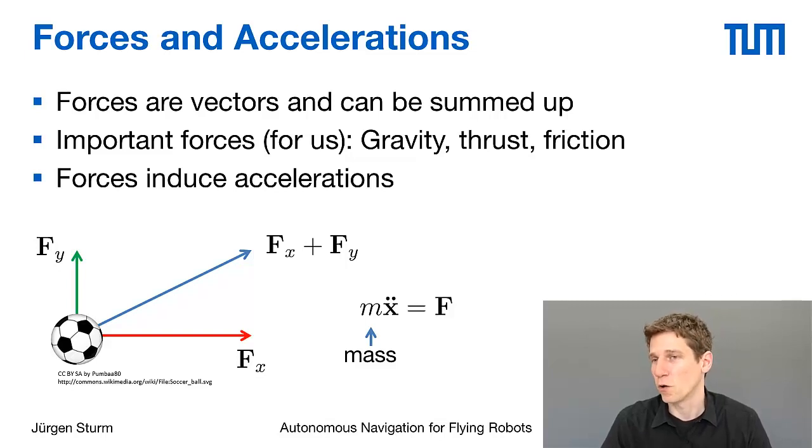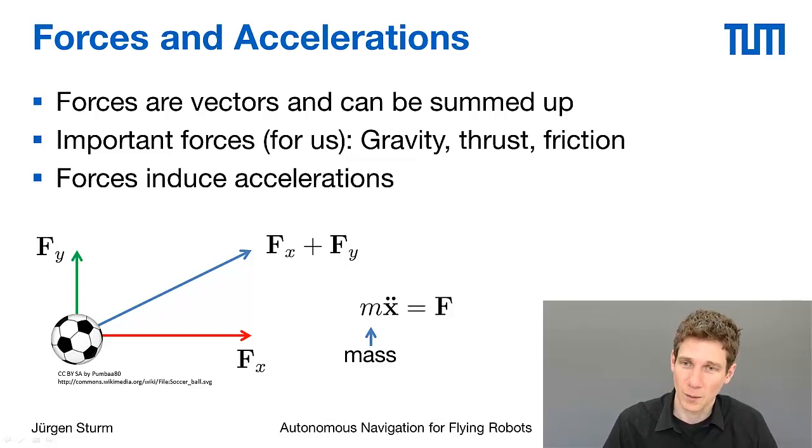A force can be represented by a vector, and forces can be summed up. So if you, for example, apply two forces to this soccer ball here in x and y direction, then this corresponds exactly to the force if you would have applied a force along this diagonal line fx plus fy. And the force that you apply to an object directly relates to the acceleration that this object perceives. This acceleration then also depends on the mass of the object. So a heavier object is of course more difficult to accelerate or to move.